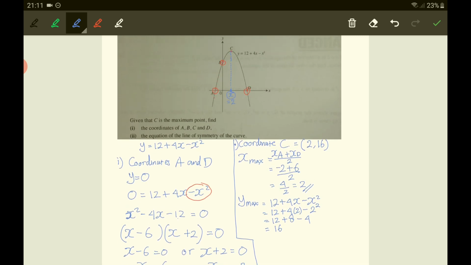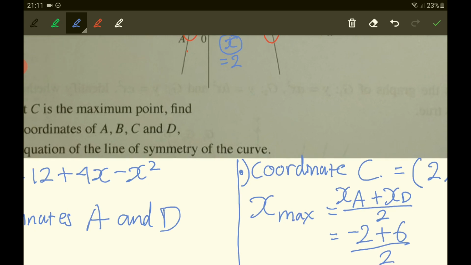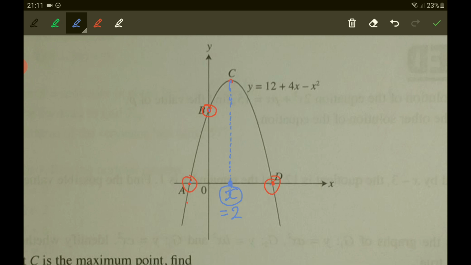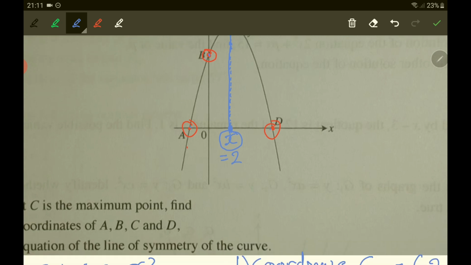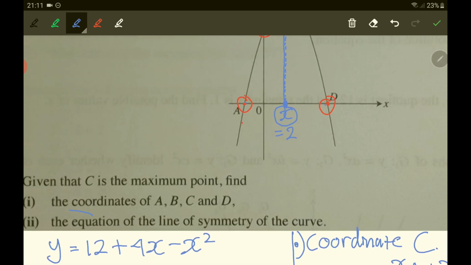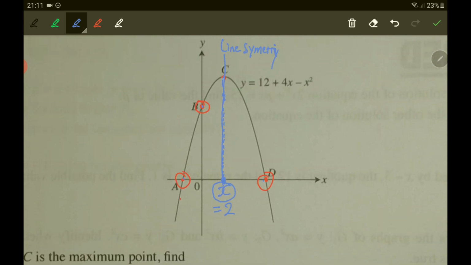Already done. Now the second question, the equation of the line of symmetry of the curve. Once more I remind you, the line of symmetry is the line that divides the curve into two equal parts. So in this case, this is the line of symmetry. It's asking about the equation, the equation of the line of symmetry. So what is the name of this line?